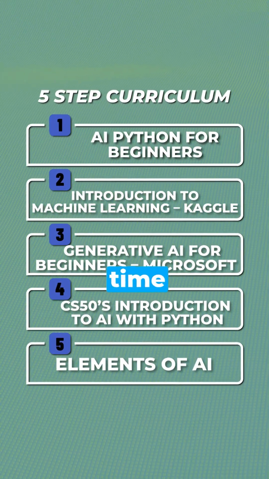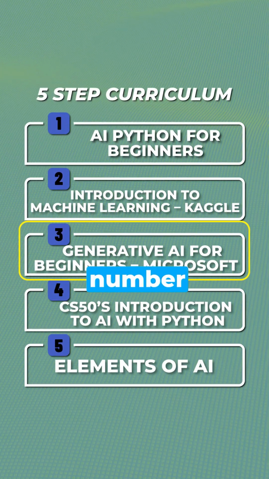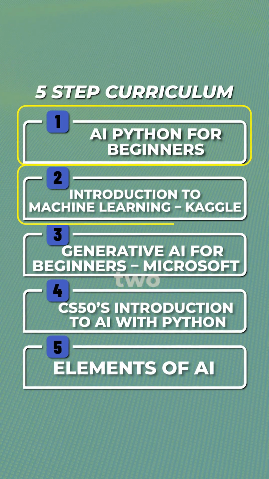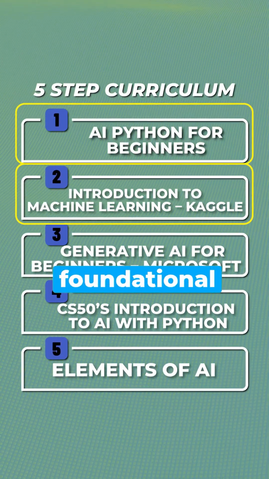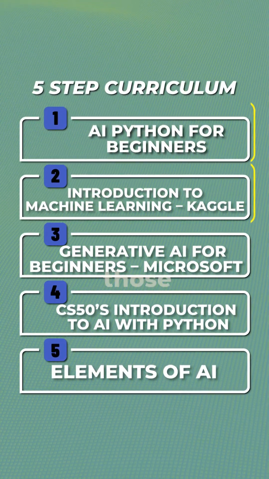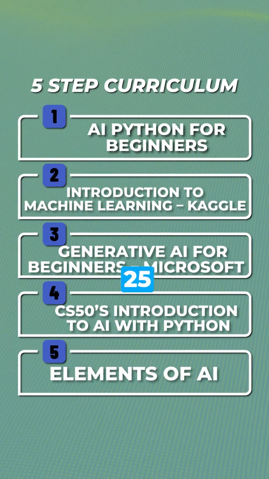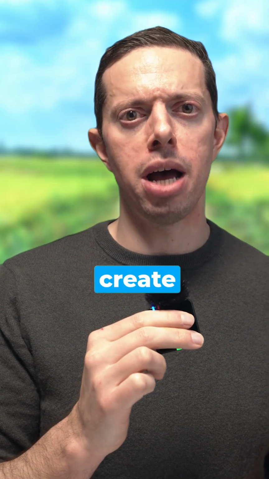If you don't have time for Harvard's course, you can stop at number 3. I think number 1 and number 2 are going to give you a really strong foundational understanding, and you can do those 2 probably in about 20 to 25 hours. The Microsoft course will bring you up to speed by making sure that you can create chatbots and so forth.